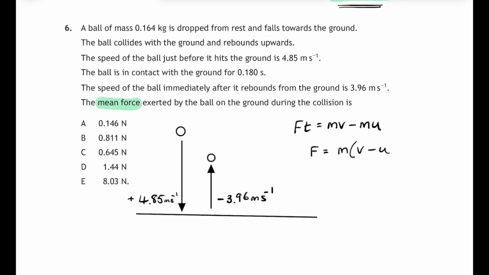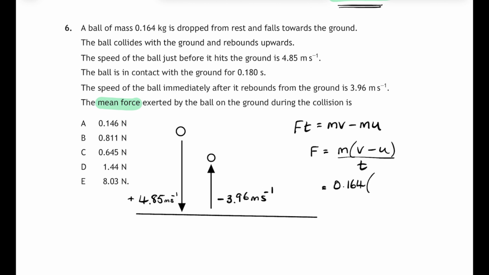So that'll be m times (v minus u) over t. And if you look carefully at that relationship, that's just F equals ma. Anyway, let's sub the numbers in. The mass was 0.164. And be careful with your velocities here.